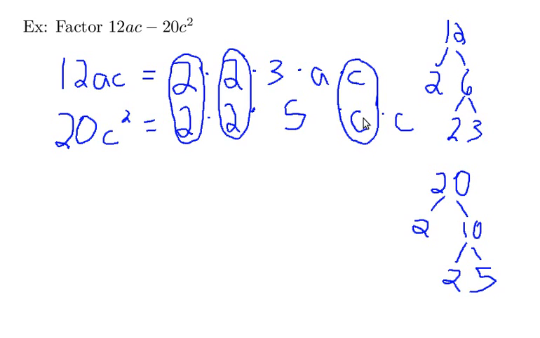So bear in mind though that order doesn't matter. If I had written this c over here, then this c would still be in common to both of them. That's why I like to line them up as much as I can, because that way I can see them more easily. So we can see that we have 2 2's in common and a c in common. So that means that what's circled is going to go on the outside of the parentheses. 2 times c will give you 4c. Then what's left for the first one is 3a. And what's left for the second one is 5c.